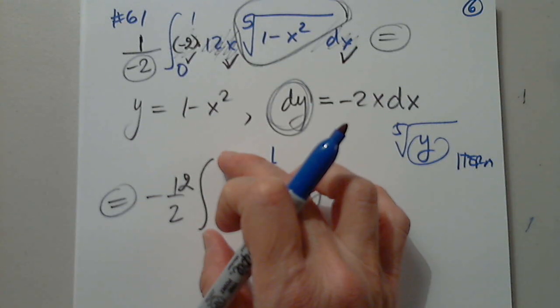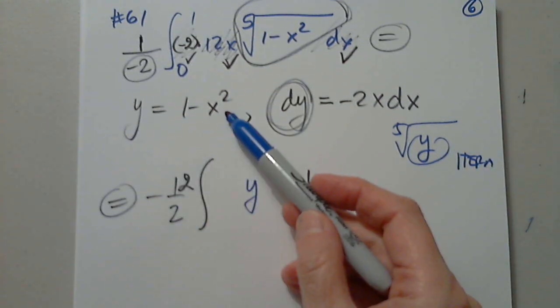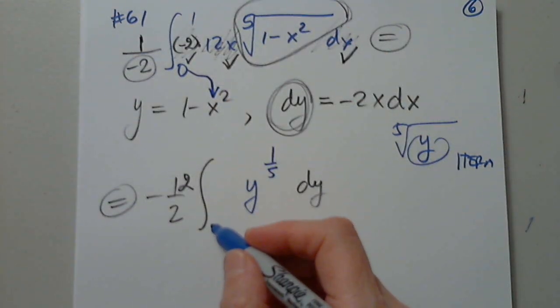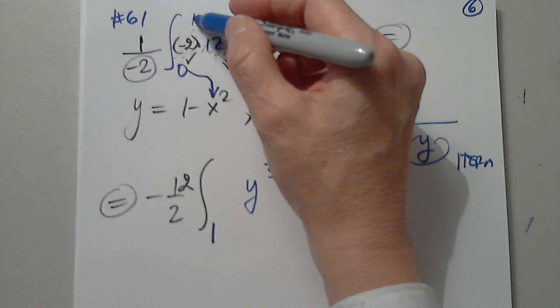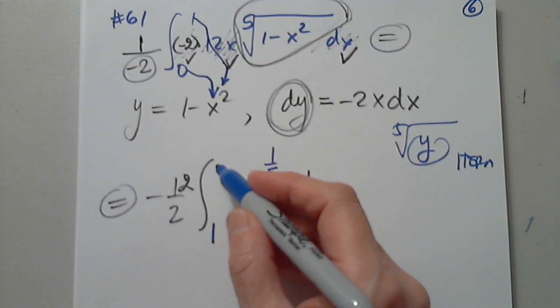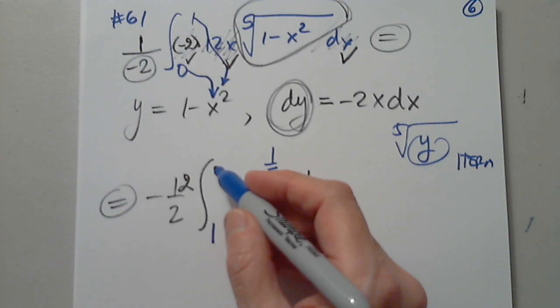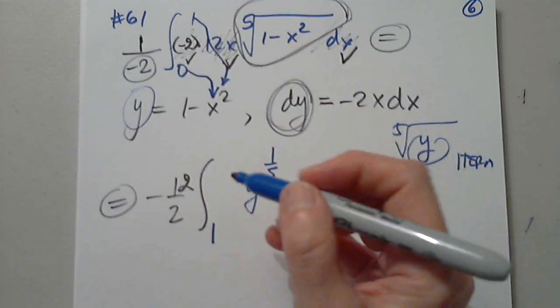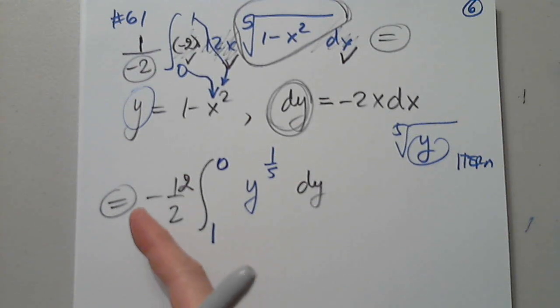You cannot continue. You need limits of integration. New ones, not for x, but for y, because that's what we have here. So when the lower limit for x is 0, what will be the result for the lower limit for y? 1. Exactly. When the upper limit for x is 1, what will be the upper limit for y? Anyone? When the upper limit is 1, what is the answer for y? 0. That's it. Negative 12 over 2 is negative 6.